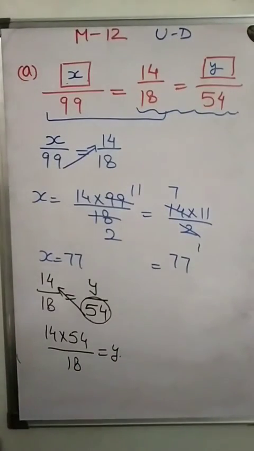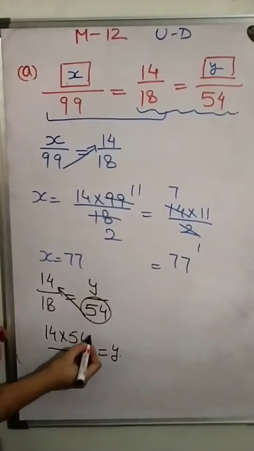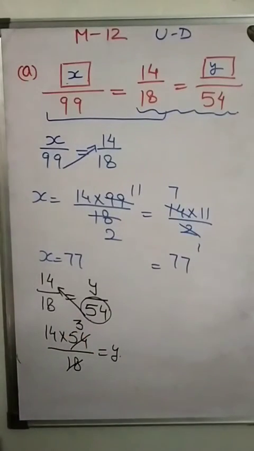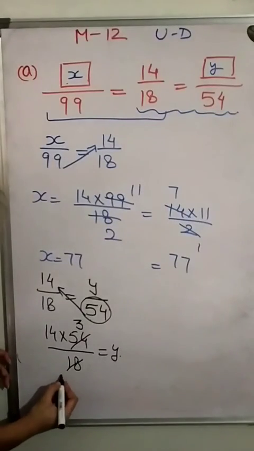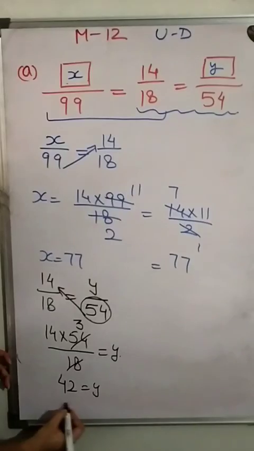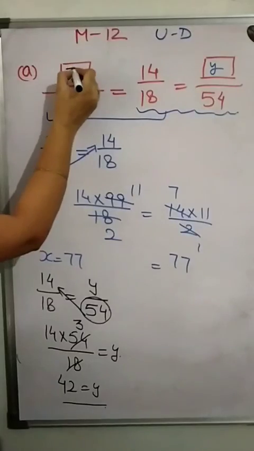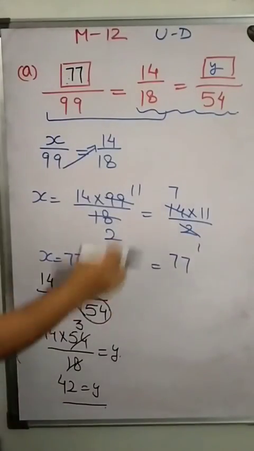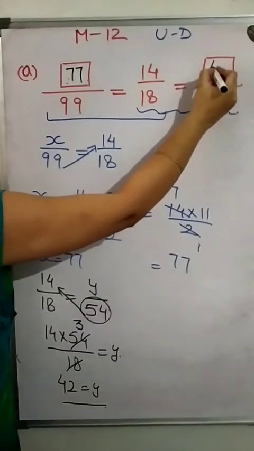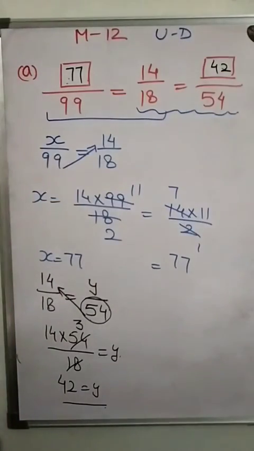Now what do we do next? Divide them. 54 and 18 are divisible by each other. So 18 threes are 54, and 14 into 3 is 42. So this is the value of y. It means in place of x we can fill 77 and in place of y we can fill 42. So these are the equivalent fractions which we can write. Okay, does everyone understand?